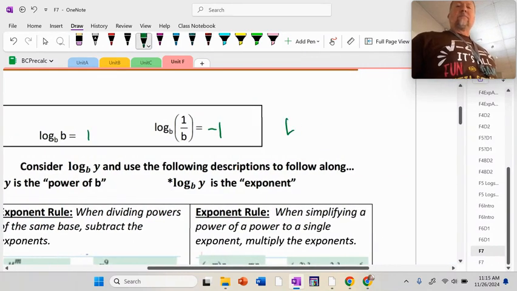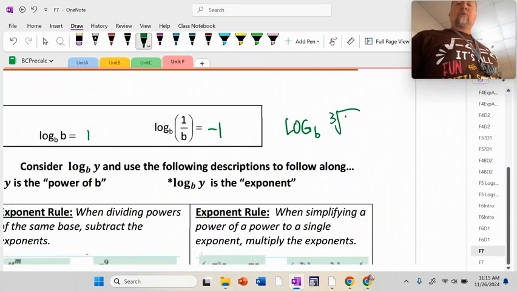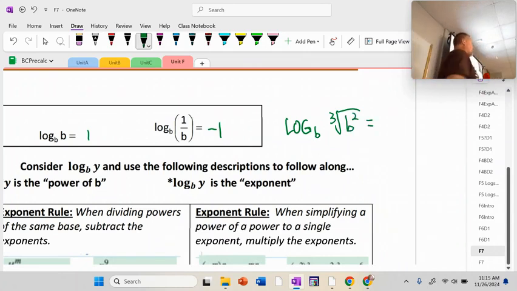I think we should add one more. Log base b of the cube root of b squared, just to get one more thing down, like what a fractional exponent means. And then sometimes we put it all together with fractions and negatives. What's the answer to this one? 3, 2, 1, go. 2/3.